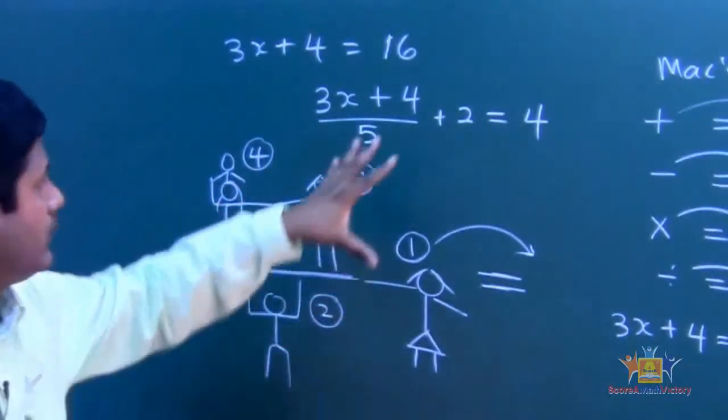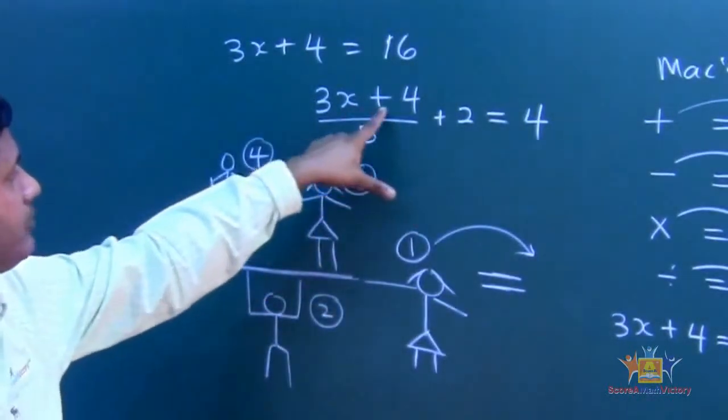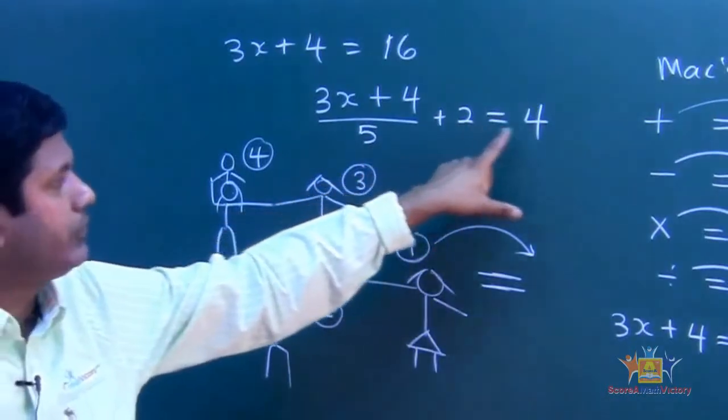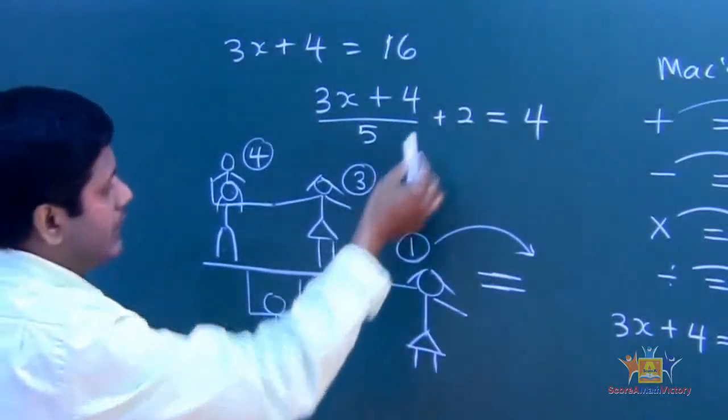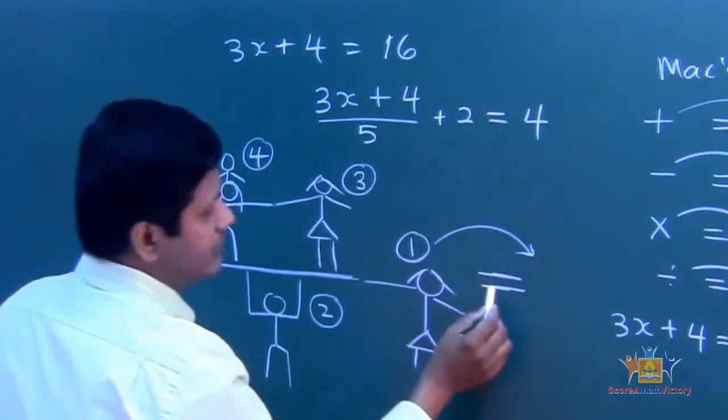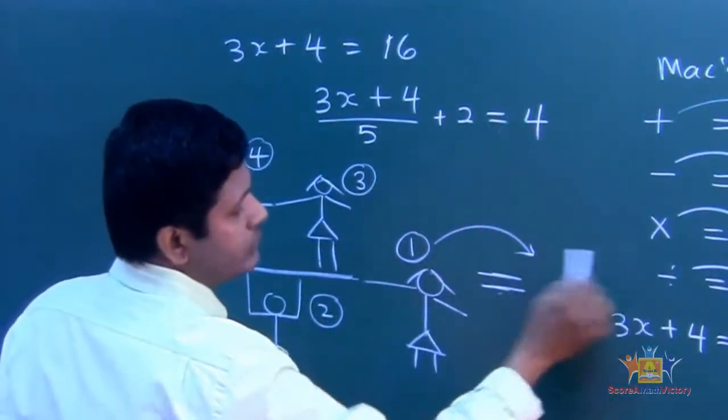Now let's associate. See that? 3x plus 4 over 5 plus 2 equals 4. Let's associate this whole thing according to this. Now the equal sign is right there. Okay, the 4 we're just going to leave there.